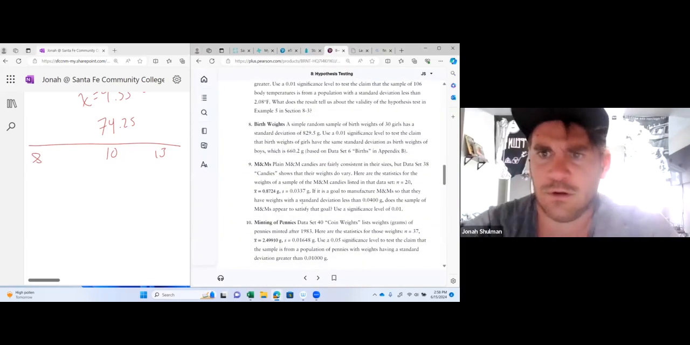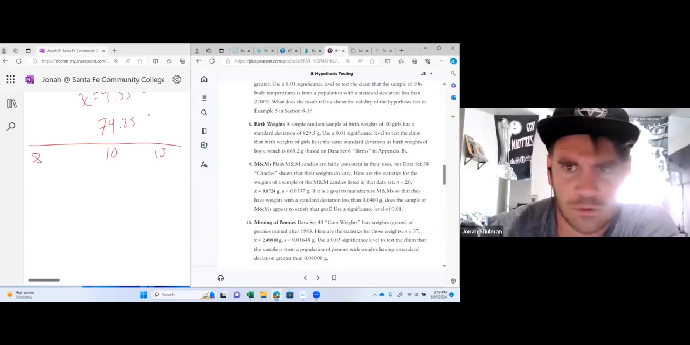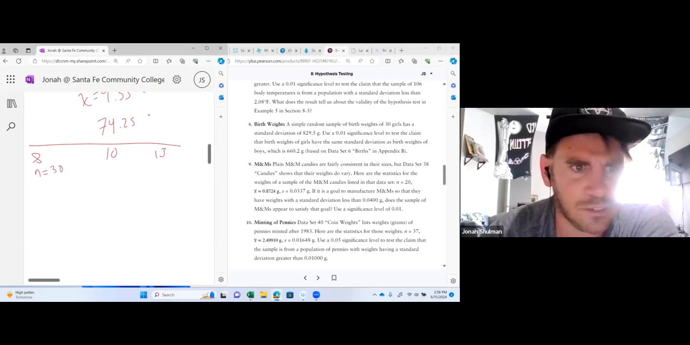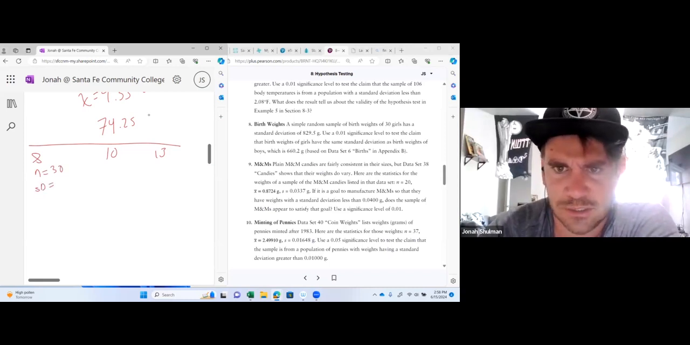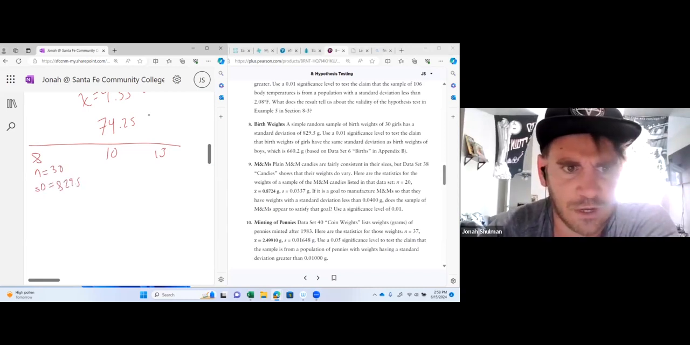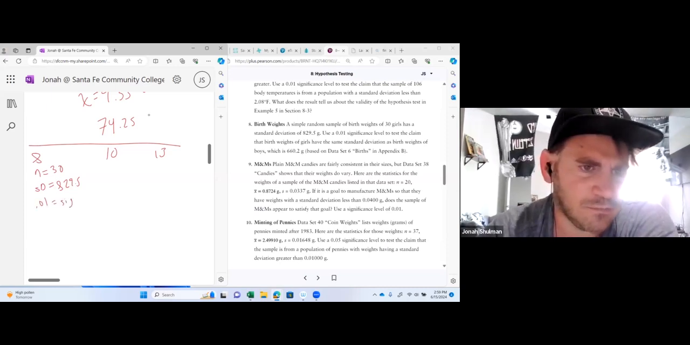8. All right, so we have a sample. N is 30 girls. The standard deviation is 829.5. We're using 0.01 significance. If that's the standard deviation, we need to get the variance, so I have to square that.